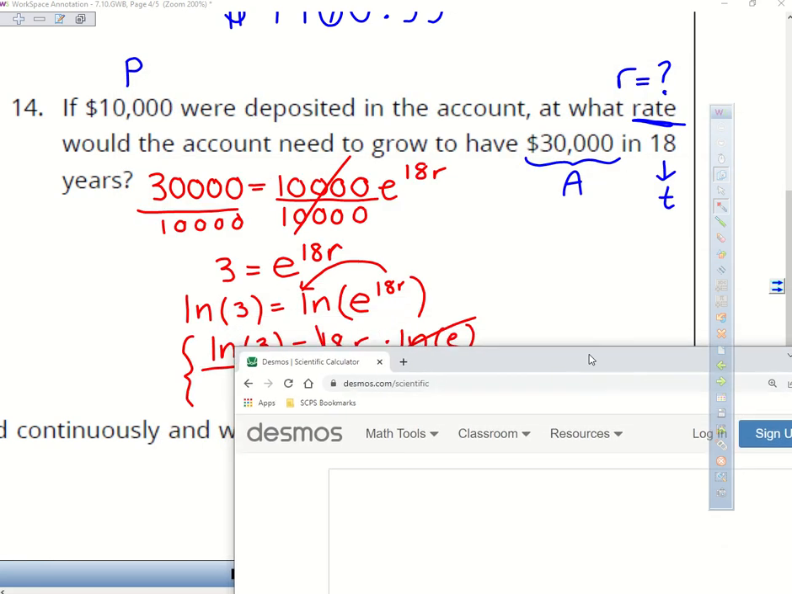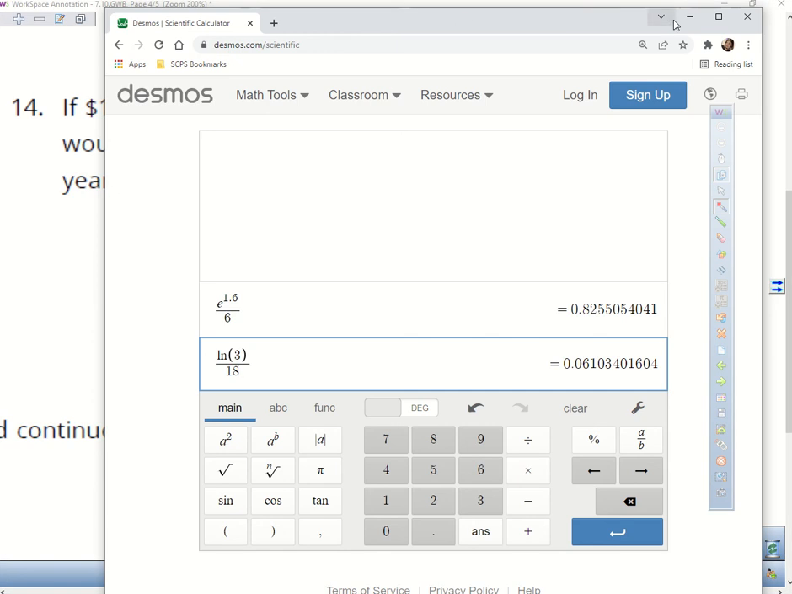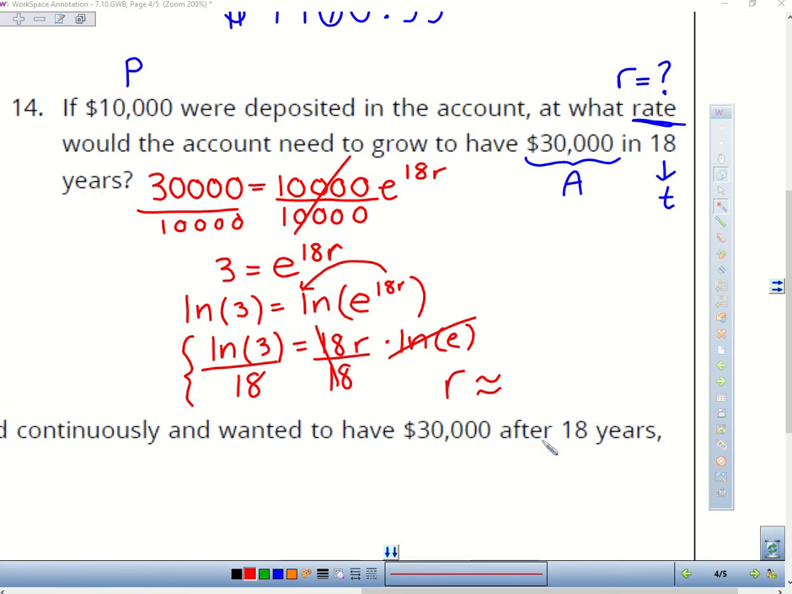So ln of 3 divided by 18, yeah, 0.06. But if you want to convert your rate to a percentage, 6%. So this is a realistic problem in life. If you were trying to make a certain amount of money, right, and you can only invest so much, you would want to figure out what rate you need to agree on with a bank to achieve this goal, right? So this would be the math to do that.